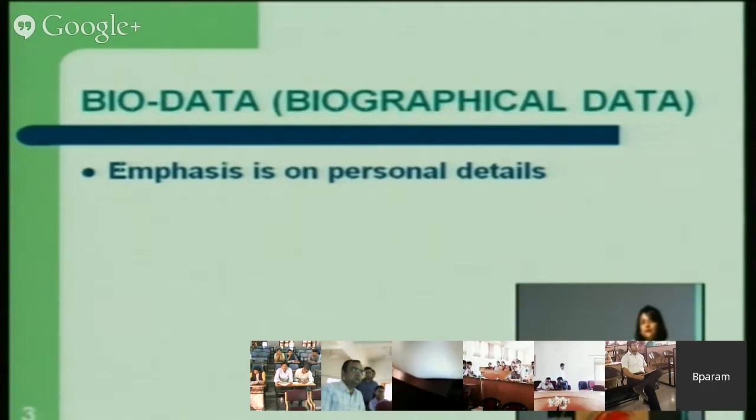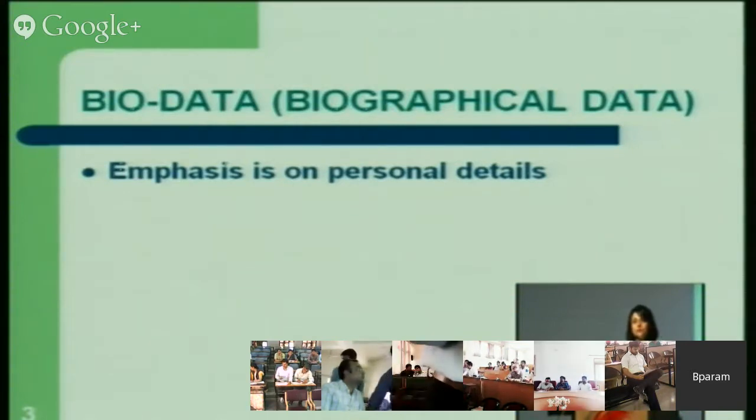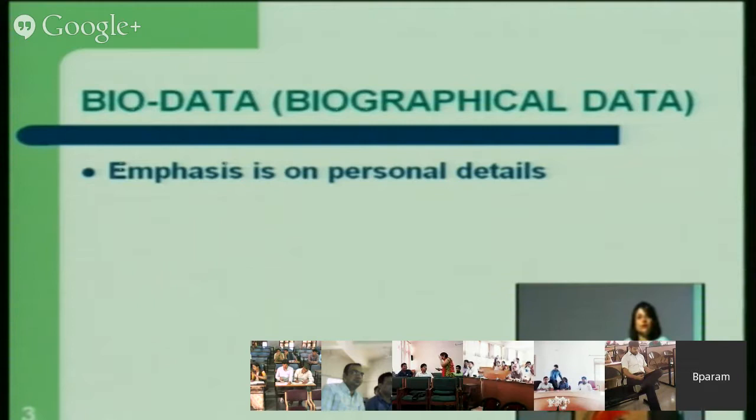A biographical data runs into 5 to 6 pages, and sometimes companies give out the format according to which the individuals have to fill in all their details while seeking a job or a position in any organization, even an academic position.